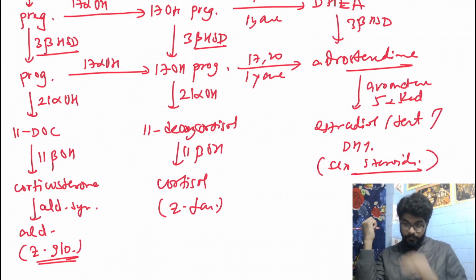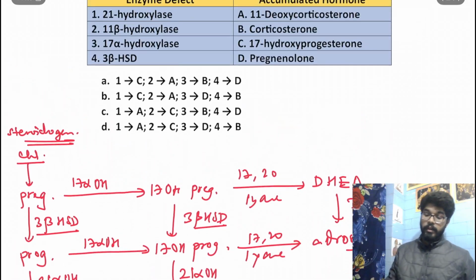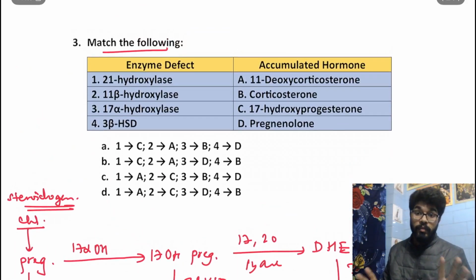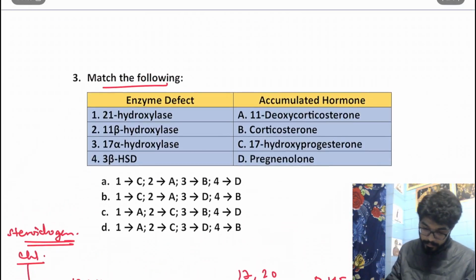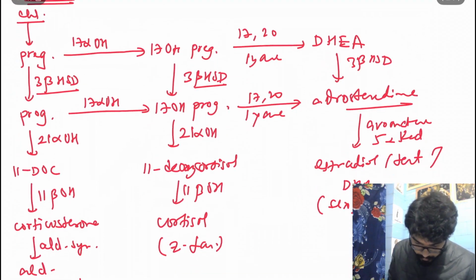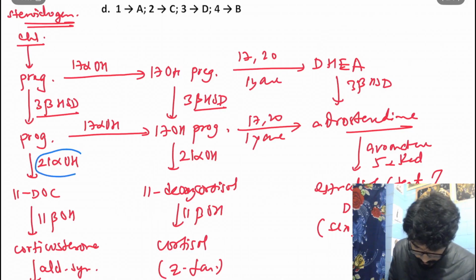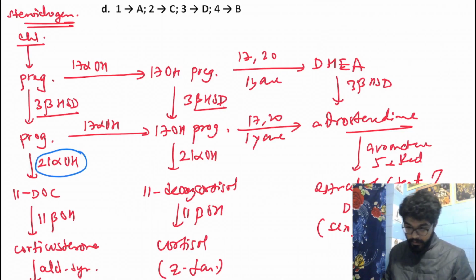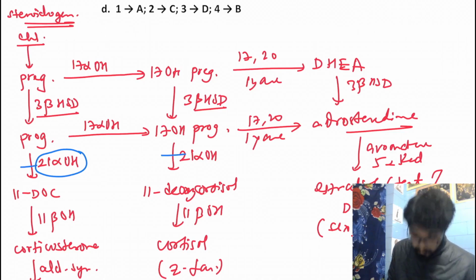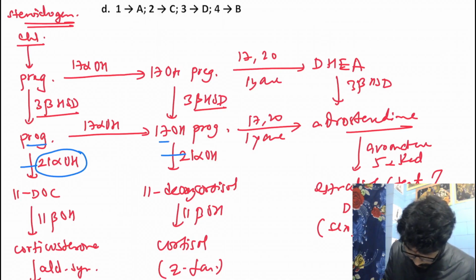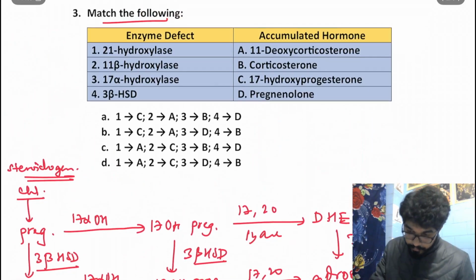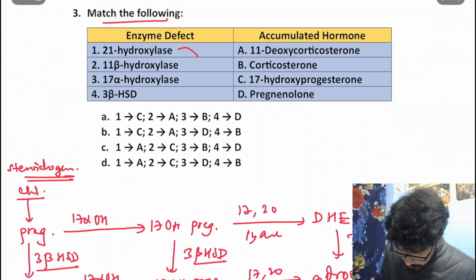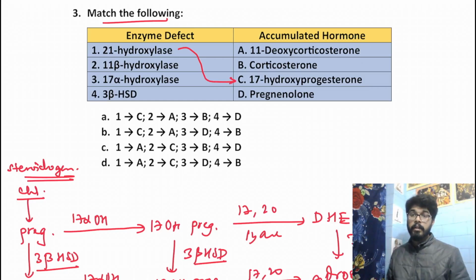Now if we have a look into this, match the following, for accumulated hormones, 21-alpha hydroxylase, what happens? Now this enzyme is deficient. Now when this enzyme is deficient, this pathway is blocked. As a result of which there would be accumulation of progesterone and 17-hydroxyprogesterone. You can very well understand. That's why in 21-alpha hydroxylase deficiency, there will be accumulation of 17-hydroxyprogesterone.